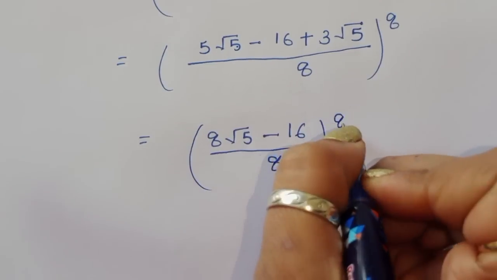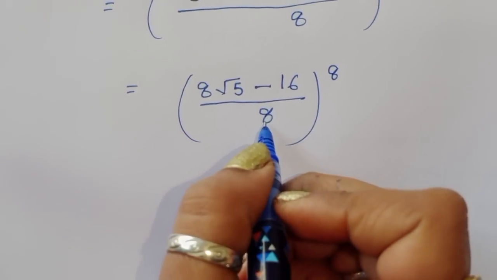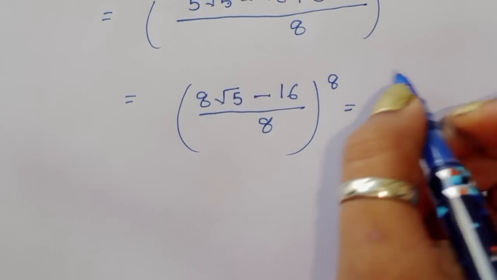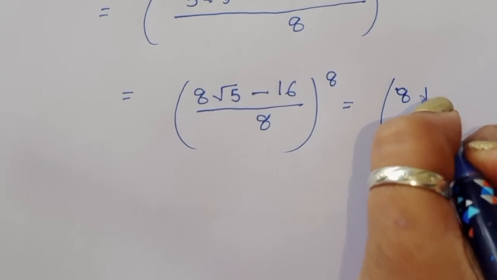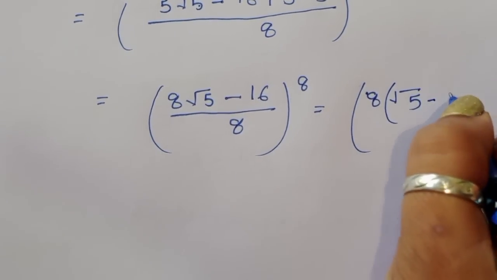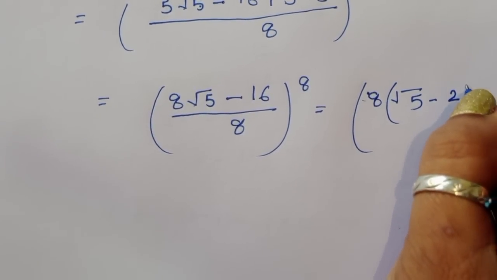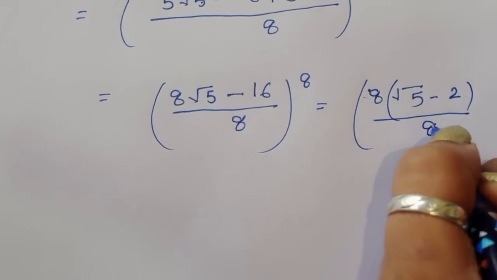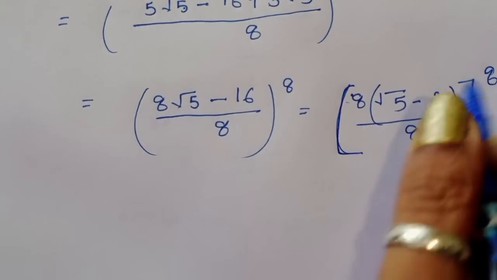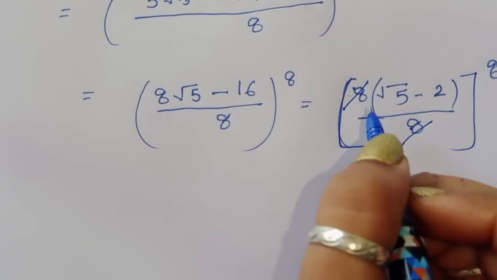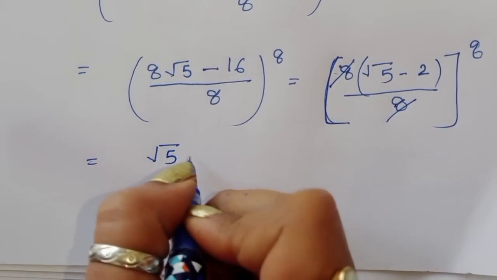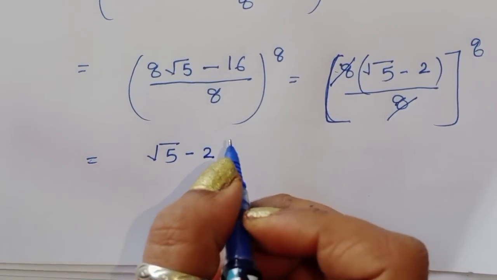power 8, right? Now 8 and here 8. So we can do here one thing: we are taking common 8 from 8 square root of 5 minus 16. So 8 times square root of 5 minus 2, 8 2s are 16, right? Divided by 8 power 8. Now this 8 is cancelled with this 8. Then the left term is equal to square root of 5 minus 2, right?